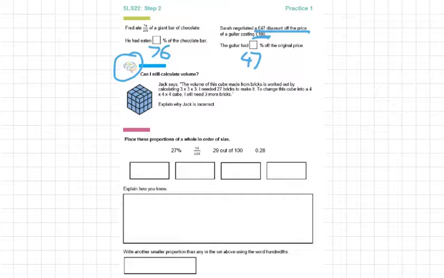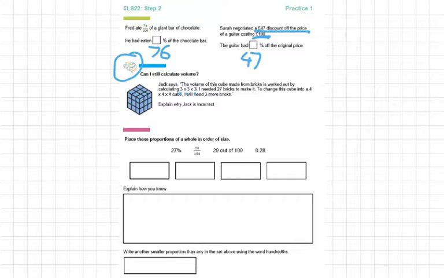The volume of this cube made from bricks is worked out by calculating 3 times 3 times 3. I need 27 bricks to make it. To change this cube into a 4 by 4 by 4, I would need 3 more bricks. Explain why Jack is incorrect. Well, what Jack's done here is he's just added 1 more to each of these 3s. He's added 1 more to each 3, and that's incorrect.